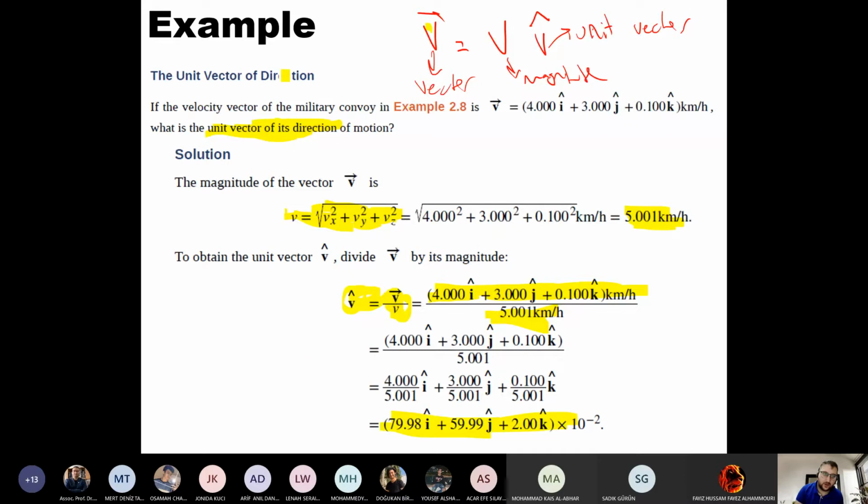So if this is the vector v, what it means? It means that there is a v magnitude and then unit vector v hat. For example, here this is the v vector. Here this 4 is magnitude, and then there is a unit vector I hat.